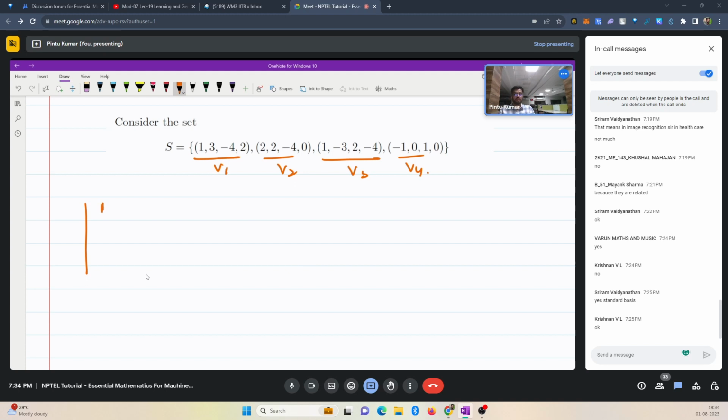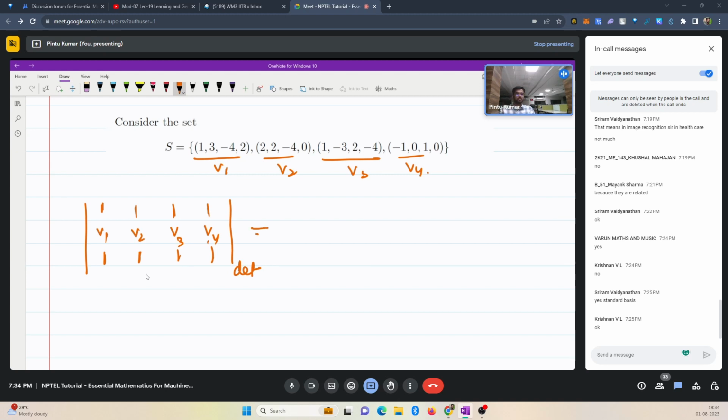So your first column is v1, second column is v2, third column is v3, and fourth column is v4. After writing it in this form, you take the determinant of that matrix. All of you might know how to calculate a determinant. If somebody doesn't know, please let me know in the chat.